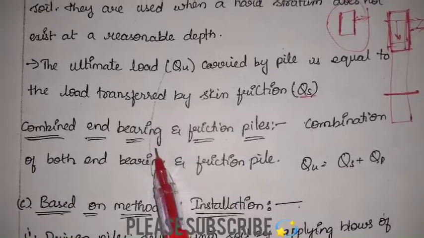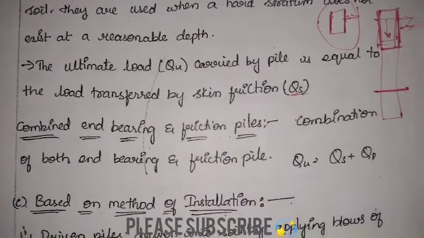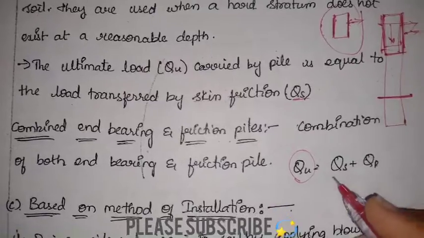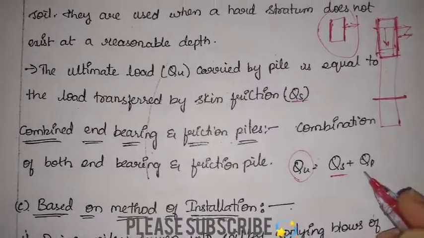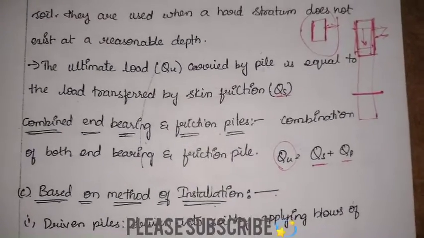We also have combined end bearing and friction piles. That is a combination of both. Here the ultimate load is nothing but the summation of the skin friction one and the point end bearing one.